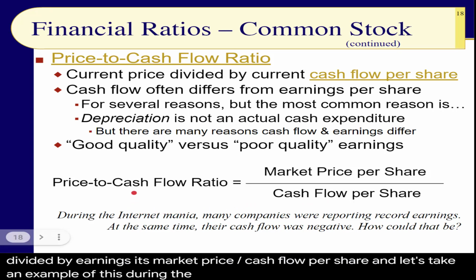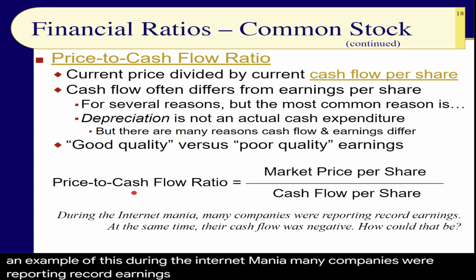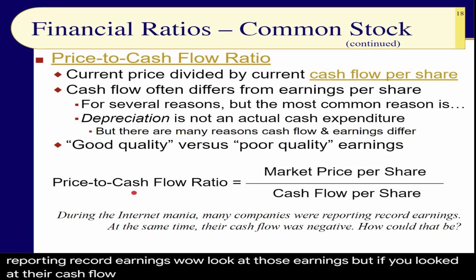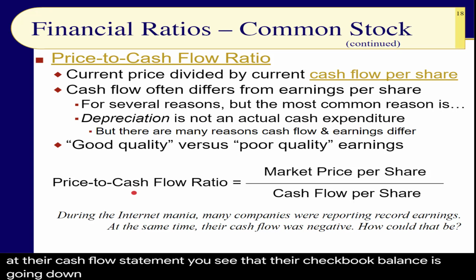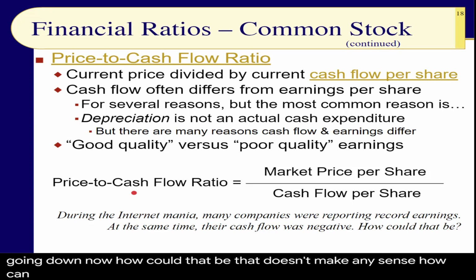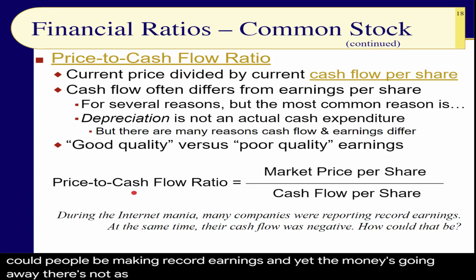During the internet mania, many companies were reporting record earnings. Wow, look at those earnings. But if you looked at their cash flow statement, you see that their checkbook balance is going down. Now, how could that be? That doesn't make any sense. How could people be making record earnings and yet the money's going away? There's not as much money coming in. Well, it's actually very easy.